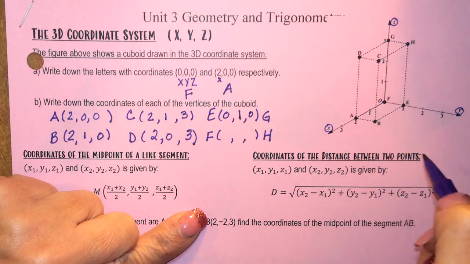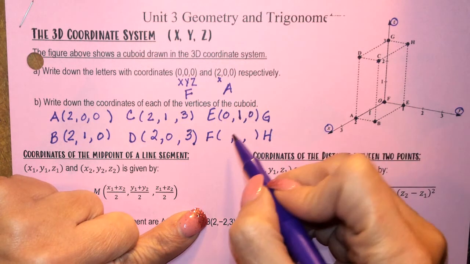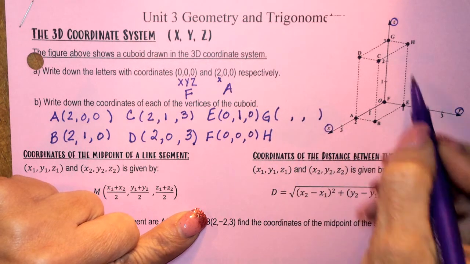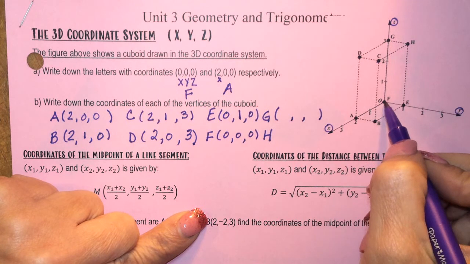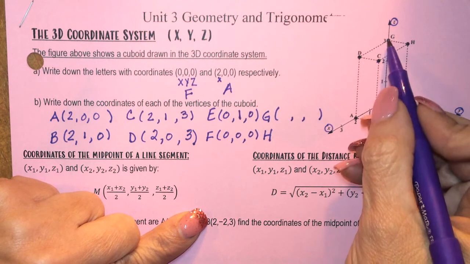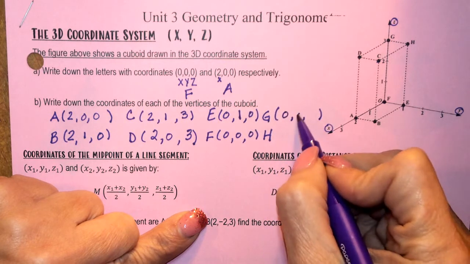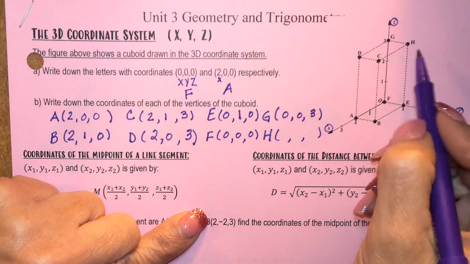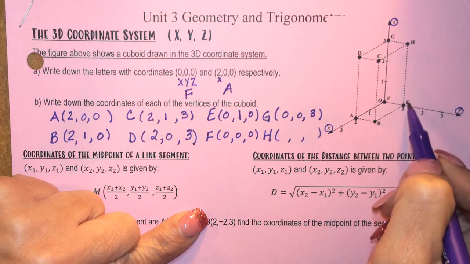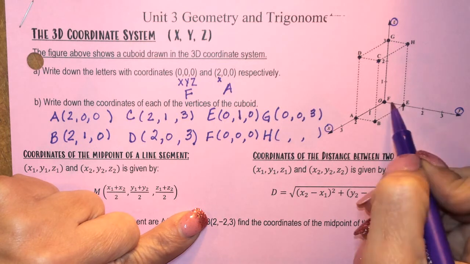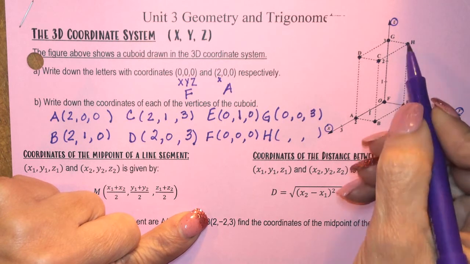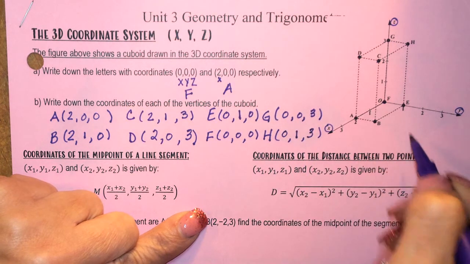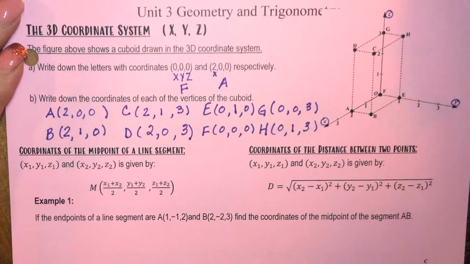Okay, F is at 0, 0, 0. Where is G? G's up here on z. So we're going 0 on x, 0 on y, and then up 3 on the z. So 0, 0, 3. And then we have the H, which is over here. So on H, I don't do x at all. I go out 1 on the y and up 3. So I go 0, out 1, and up 3. And there's that. So that's graphing in three-dimensional space.